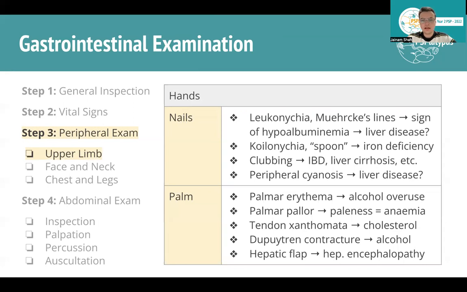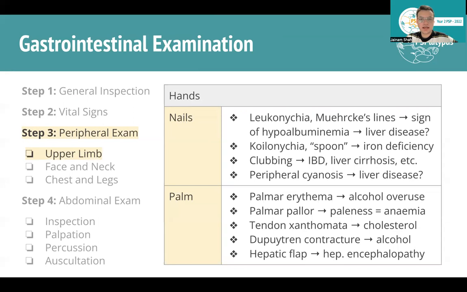When you look at the palms, these are some things that might already be familiar to you. So erythema, which is a sign of potential alcohol overuse. You have pallor, which of course we know is anemia. You have tendon xanthomata, which is those cholesterol deposits that you find at the end of tendons. Dupuytren's contractures, which you will see in the muscle bulk of the hands, that is associated with alcohol abuse disorder.